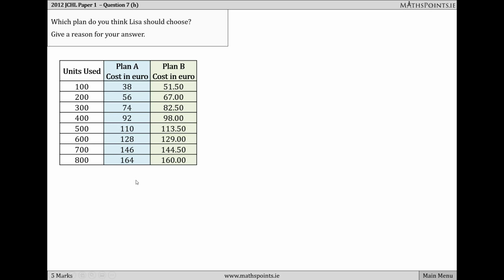In part H, we're asked which plan we think Lisa should choose. She's choosing between Plan A and Plan B, so we place them side by side just to make a comparison between them. There's a couple of ways we can answer this question.